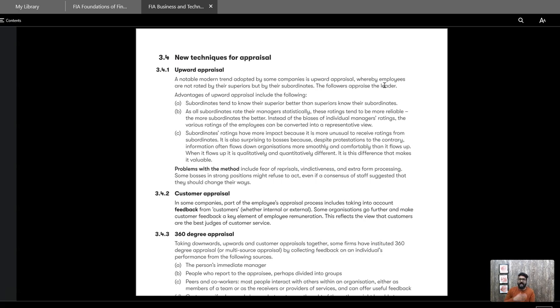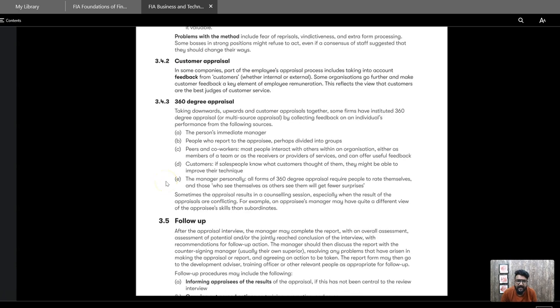Like if I am appraising a person above me and if I am giving a low grade, then that person will be identifying me and he will be making me work under him in a pressure situation. So they are getting fear of reprisals. That is actually a problem with this upward appraisal.